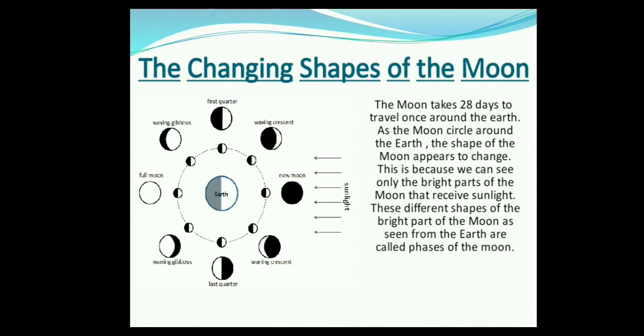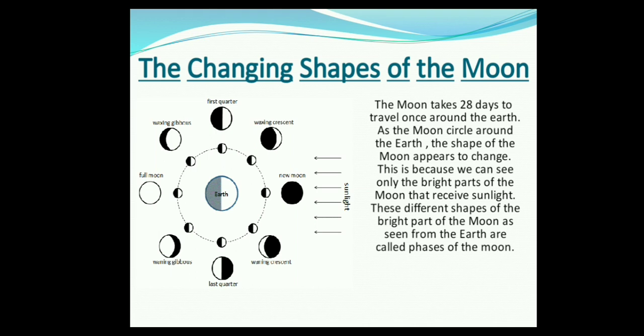These different shapes of the bright part of the moon as seen from the earth are called the phases of the moon. So what we see here, the brightest object that you can see in the sky during the night is the moon. You will see that the moon is never the same from one night to the next. This different shape of the moon is called the phases of the moon.